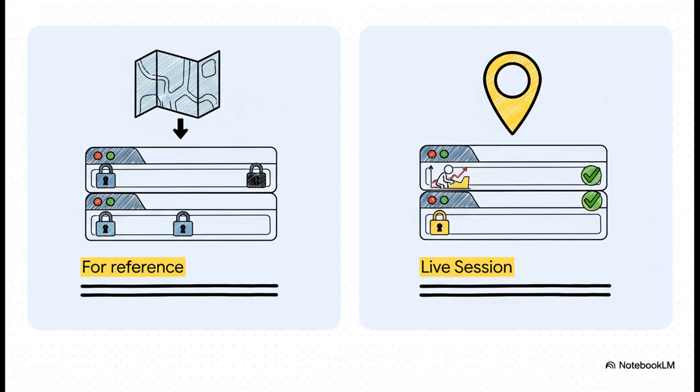Okay, so this is the crucial point. We need to understand the difference between a tab collection and a live session. A collection from Toby or Workona is just a fancy list of links. You still have to click on each one and log in. A live session, though, is a whole other world. It's a shareable, already logged-in experience. It's the difference between looking at a map and actually being there.